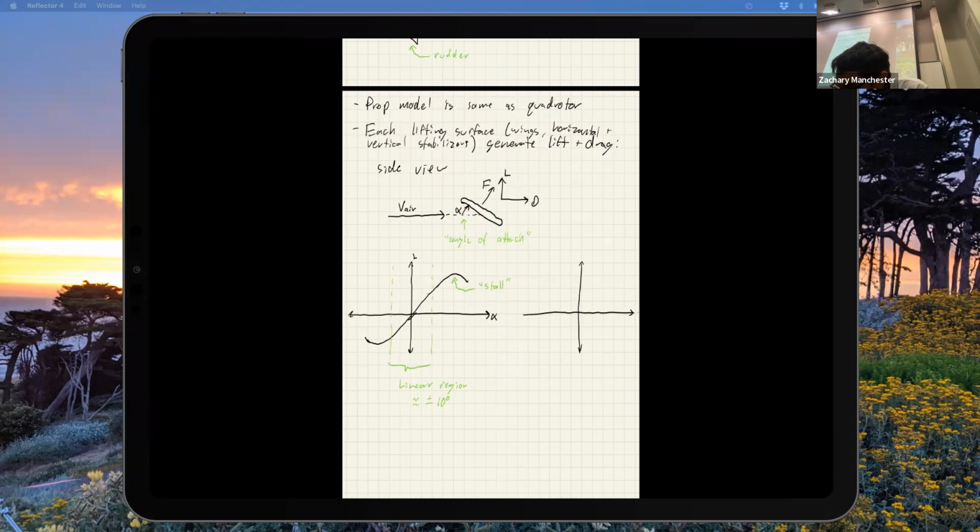So same thing, alpha, and then D here. Drag is roughly quadratic for small angles, and you've got a certain amount at zero angle of attack that's due to skin drag, just whatever friction. And then as you increase the angle of attack, roughly speaking, it increases quadratically.